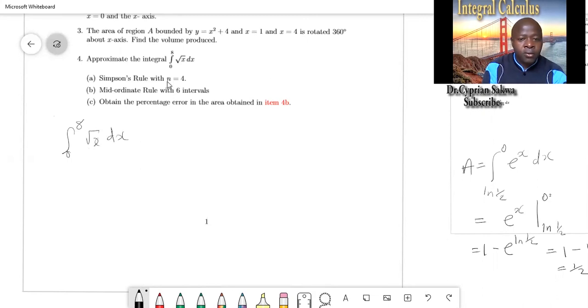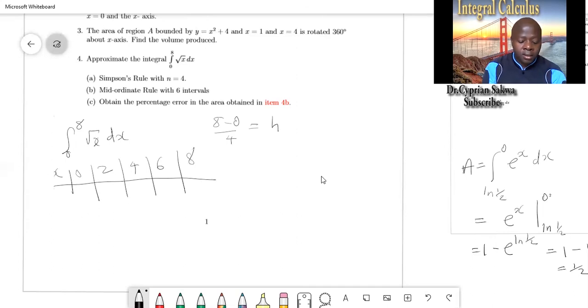So we've been taught to use 4 intervals. So 8 minus 0 divided by 4 will give us the width of each interval. This gives us 2. So that means we need x values 0, 2, 4, 6, 8, and then what would be root x.